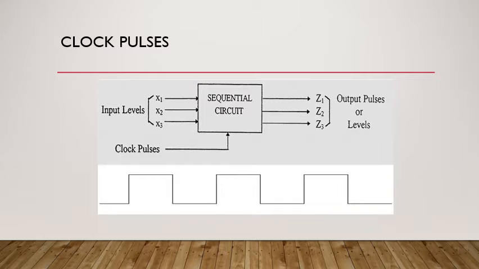Now let us understand the concept of clock pulses. As you can see, there is a sequential circuit in front of you, which has certain input levels and some output levels. Always in a sequential circuit, you will see that it consists of clock pulses also. So this clock pulse is an additional input which is provided to a sequential circuit. And as you can see in the waveform below, a clock pulse is basically a square wave. It is high for some portion of time and low for some portion of time. So this is the manner in which the clock pulses are generated.